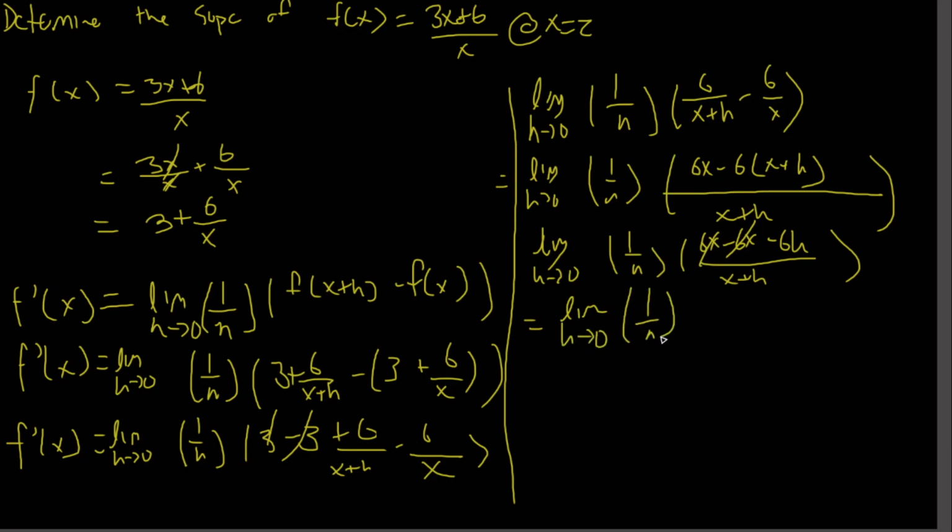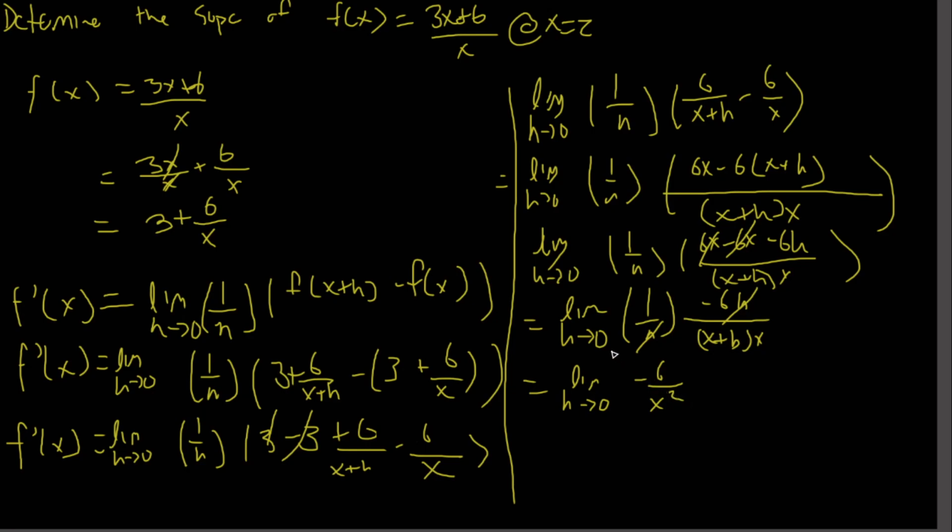This would equal the limit of 1 over h times negative 6h over x plus h. And you'll notice that h is also canceled out here. And at this point, we could just substitute h equal to 0 here. Sorry, there's supposed to be another x here, and another x here, and another x here. And we'll notice that our f prime, or derivative, would equal negative 6 over x squared.